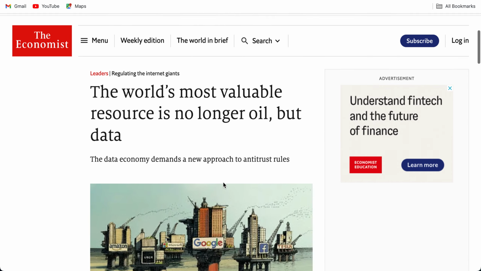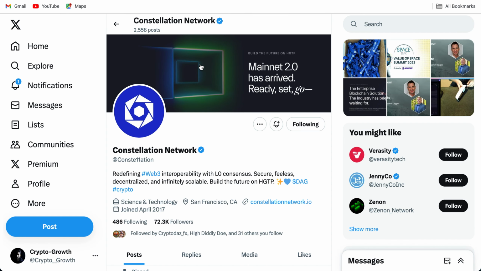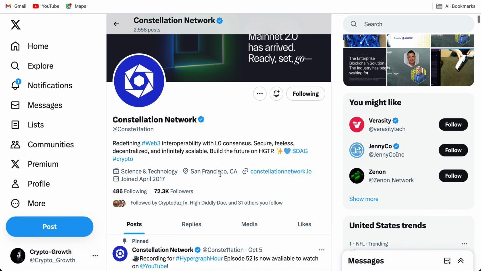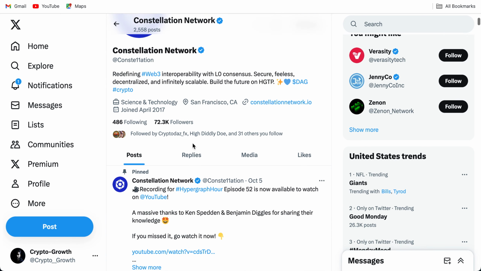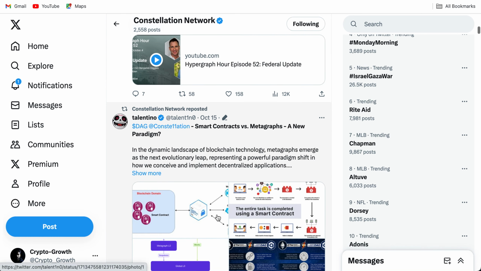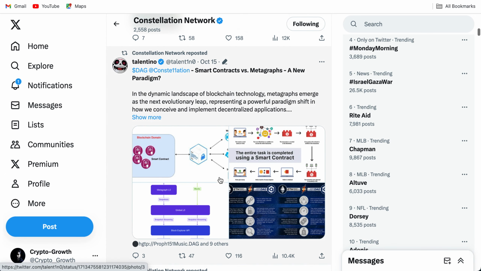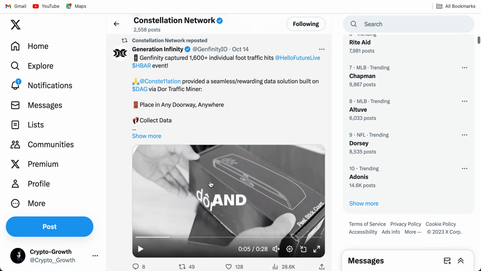So basically, guys, this article argues that data is even more valuable than oil in the digital era. And in terms of the blockchain world or the crypto world, one such project is innovating. It is revolutionizing data as we know it. That is Constellation Network with its DAG token. So let us head down, and this is a really good piece. I want to share this with you guys. We're going to read it. Smart contracts versus Metagraph. How this is the new evolution in blockchain technology, as the title of the video.